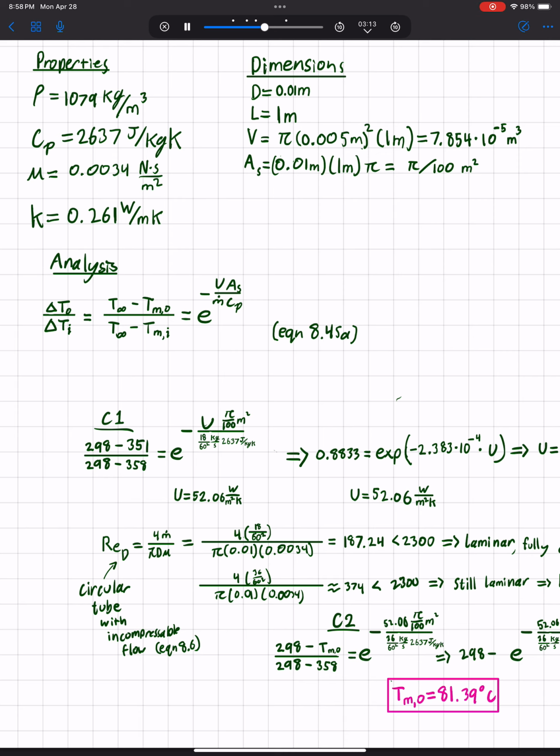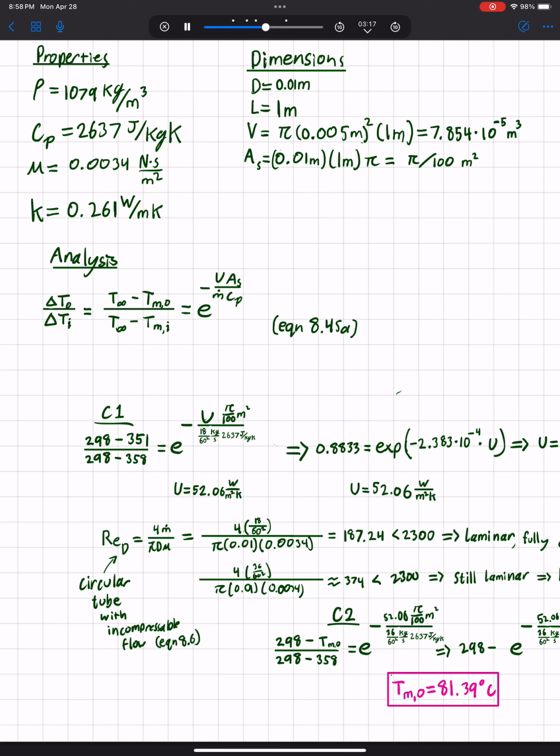So for case 1, we know all of the necessary values to find U, which is the heat transfer coefficient. So you have 298 minus 351 over 298 minus 358, all Kelvin, equals e to the negative U times the surface area, which is pi over 100 meters squared, over m dot, which is 18 kilograms per hour, but we're going to convert it to per second, so you divide it by 60 squared, multiplied by c_p, which was given as 2,637 joules per kilogram Kelvin.